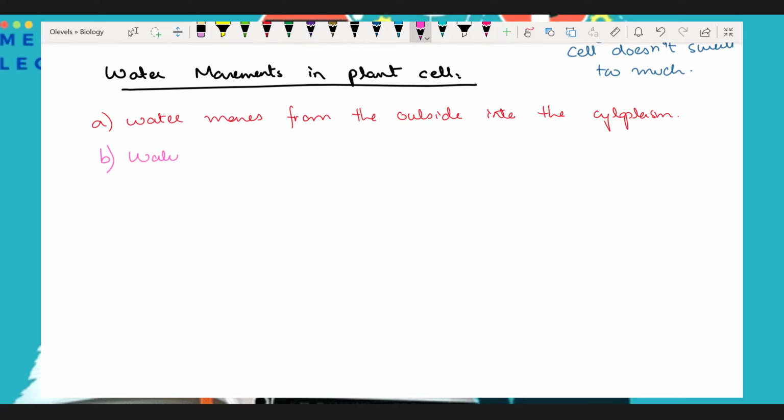The second one is that water moves from the cytoplasm into the vacuole. And the third one is the water makes the cell turgid.